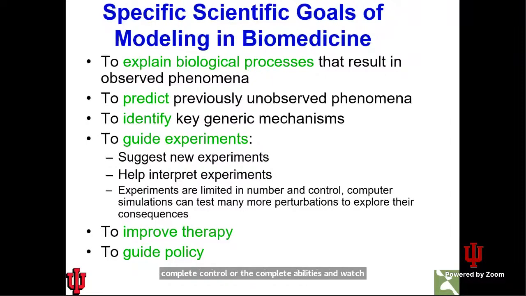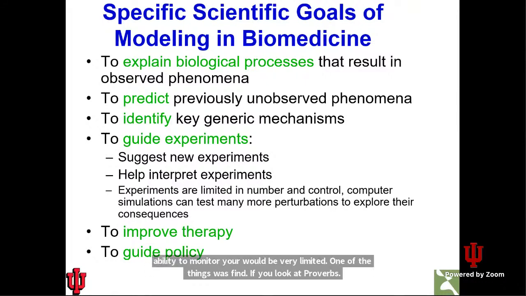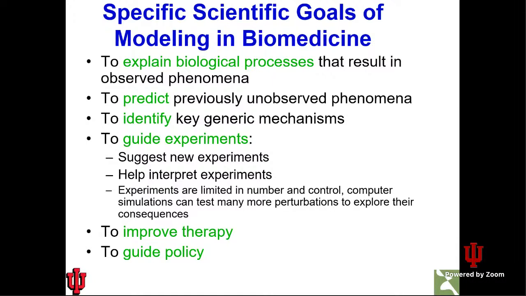Especially in medicine, your ability to do experiments on human beings is very limited, and your ability to monitor human beings is very limited. One of the things we find if you look at COVID is that even with the most basic thing, you ask the question, when you're infected with COVID, what is the amount of virus in your lungs as a function of time? You will be maybe surprised, maybe not, to find out that the number of individuals in which that's been measured is very few, and the detail with which it's been measured is not good.